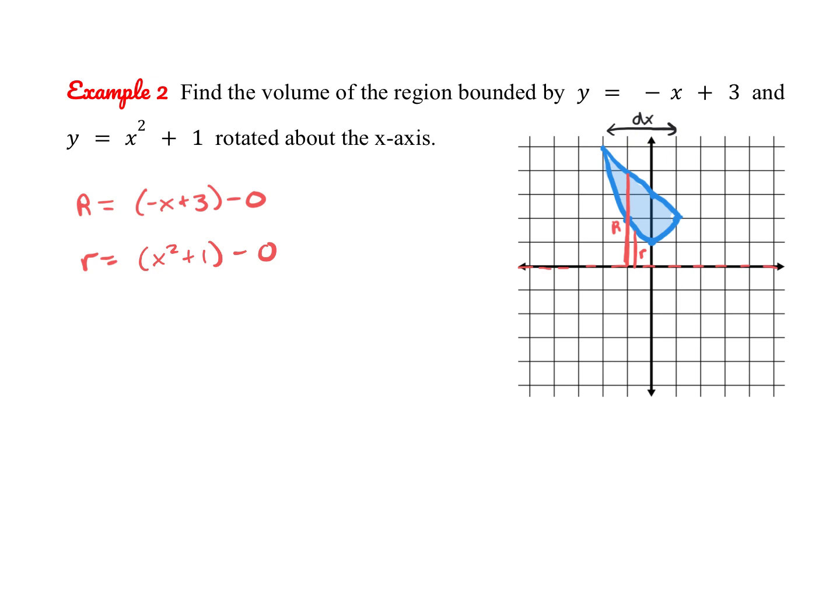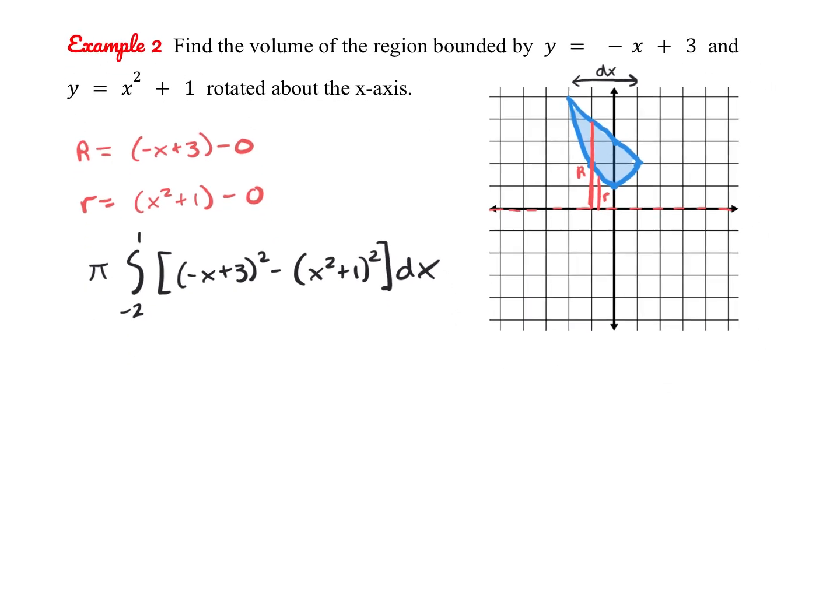Now we're ready to set up our integral. So I'm going to pull the pi out front. We're integrating from negative 2 to 1. And we do large radius squared minus small radius squared. And remember that pi has been kind of factored out from each individual area. And from here, it's just a matter of evaluating.